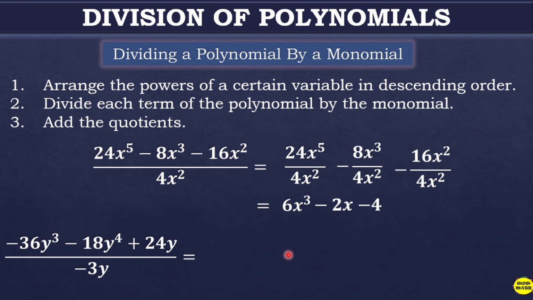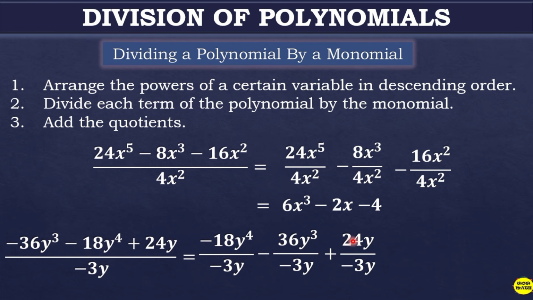And then next, first, arrange natin. So, mauuna muna si negative 18y raised to 4, followed by negative 36y raised to 3, and then plus 24y. Okay, so negative 18 divided by negative 3, that is positive 6. 4 minus 1, that is 3. And then negative 36 divided by negative 3. So that is positive 12.